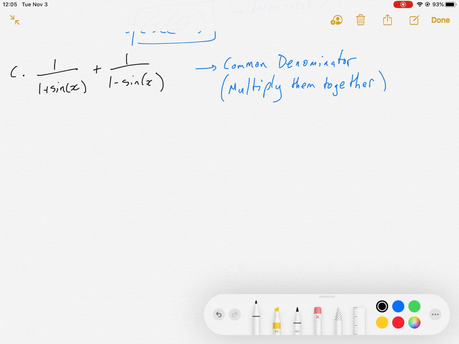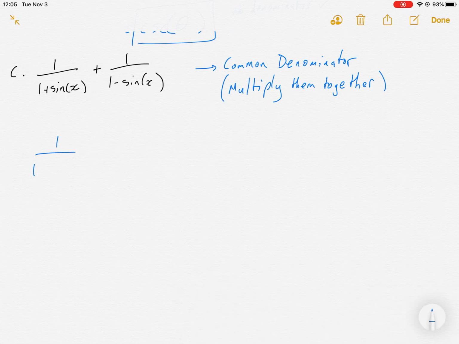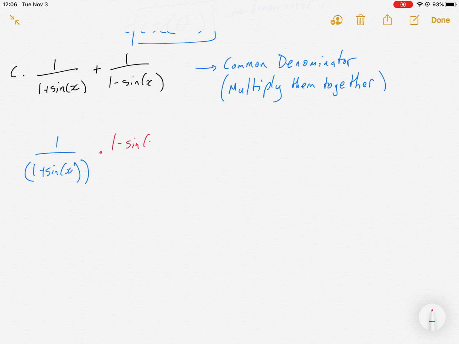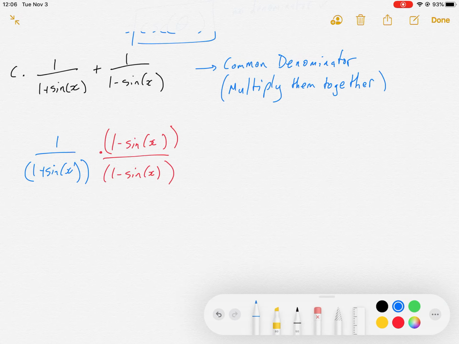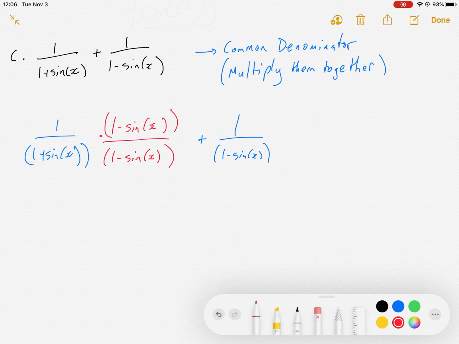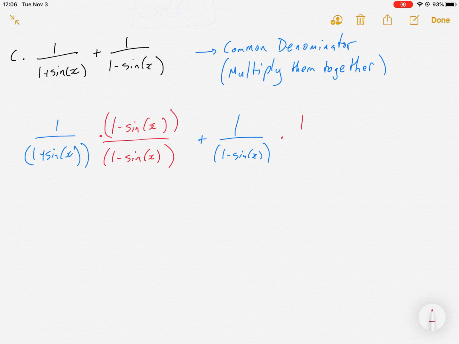Okay, so here's what I'm going to do. I'm going to take my 1 over 1 plus sine of x, and I'm going to multiply that. Let's put parentheses around it so I don't forget. I'm going to multiply this by 1 minus sine of x over 1 minus sine of x. And then I'm going to add 1 minus sine of x, and now I'm going to multiply this by the other denominator, which is 1 plus sine of x over 1 plus sine of x.